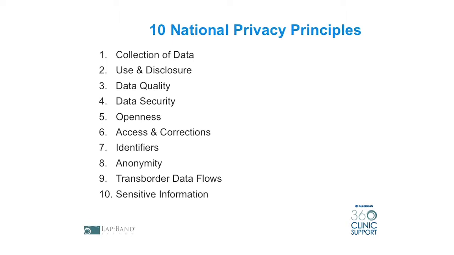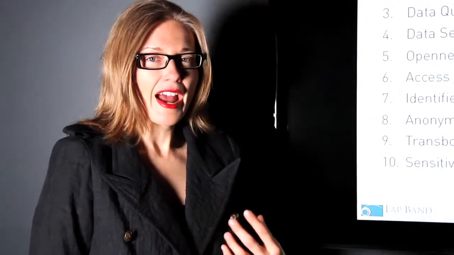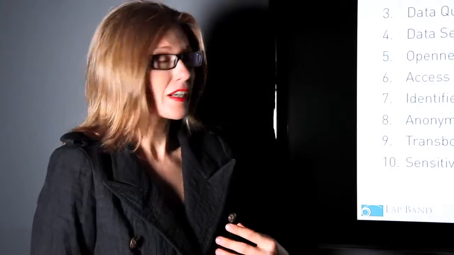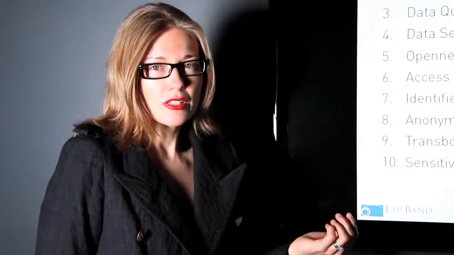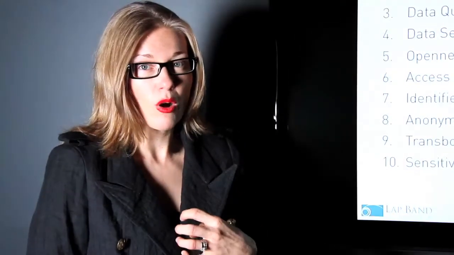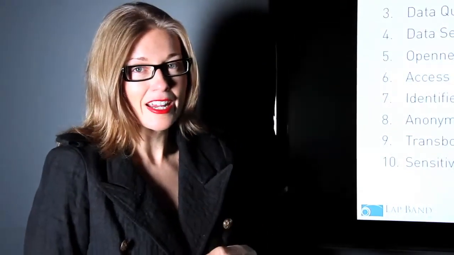So what are these principles? The first one is the collection of data, how you actually collect the data, what data you are collecting and how you're using it. The second is the use and disclosure of the data. So what you are going to use it for and how, and if you are going to disclose it to anyone else. The third is the data quality. So making sure, and you actually do have a requirement to make sure, that this data is actually accurate and relevant.